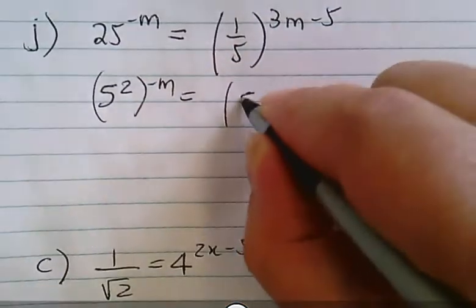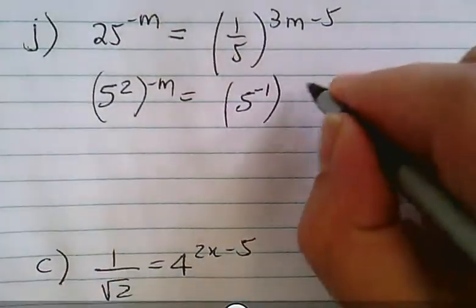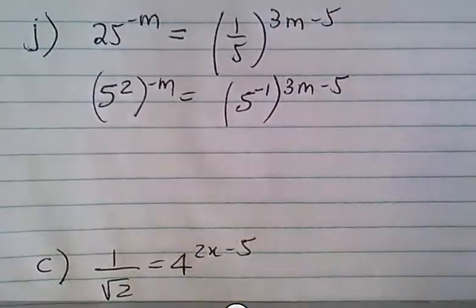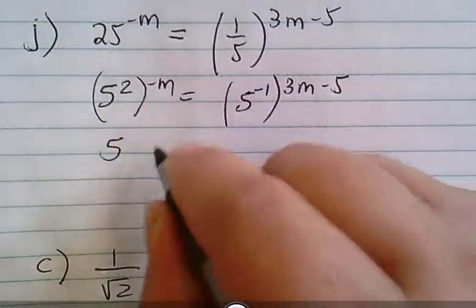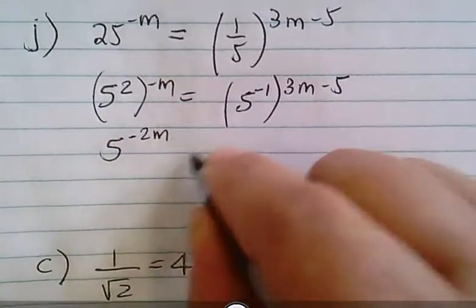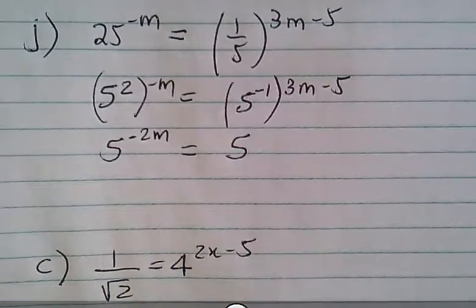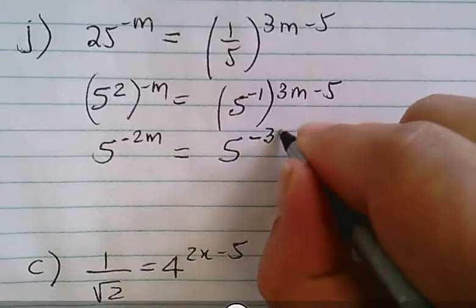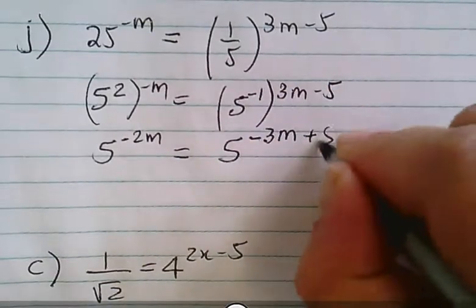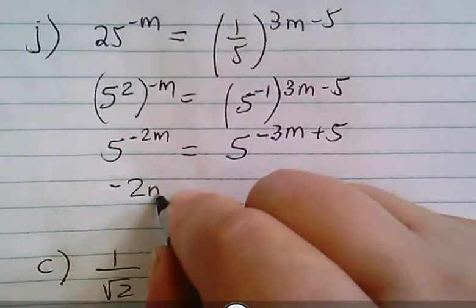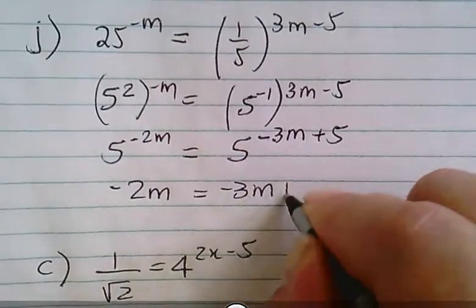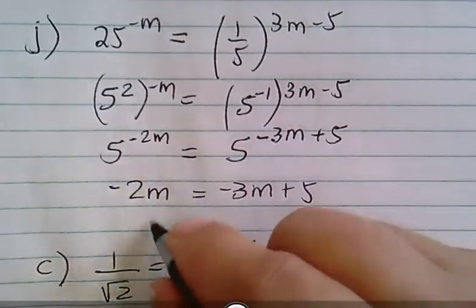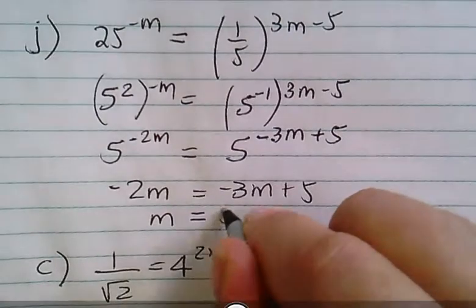So J, we've got 5 squared to the power of negative m equals. We're going to write 1 over 5 as 5 to the negative 1. 3m minus 5. So multiplying, 5 to the power of negative 2m equals 5 to the power of what? Negative 3m plus 5. Equating powers, negative 2m equals negative 3m plus 5. Taking over to the left, m is 5.